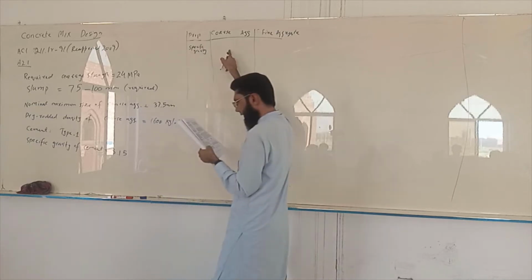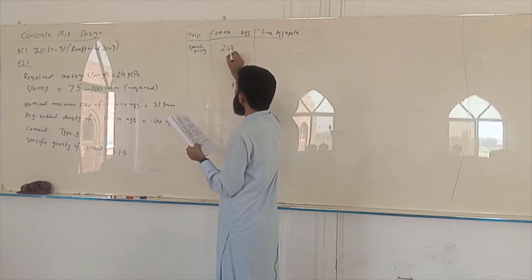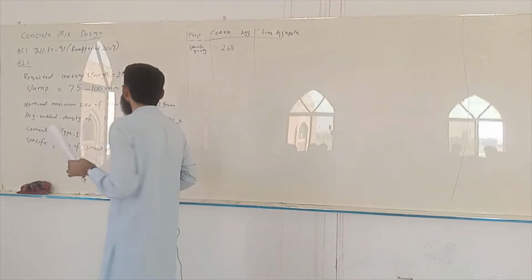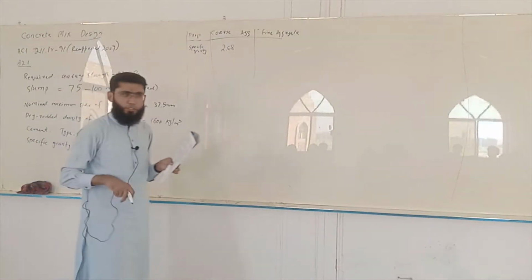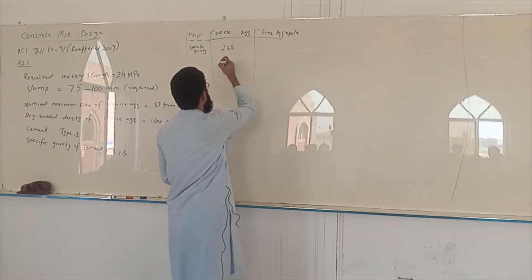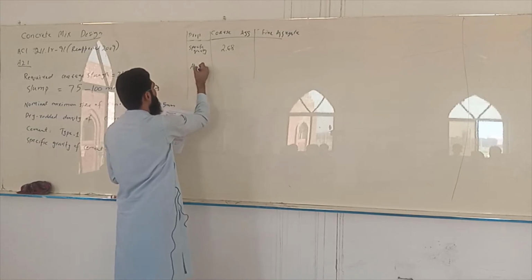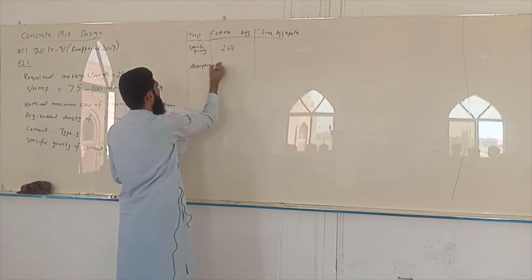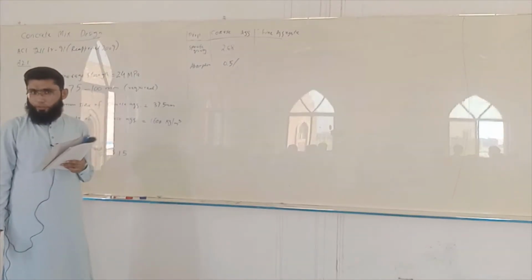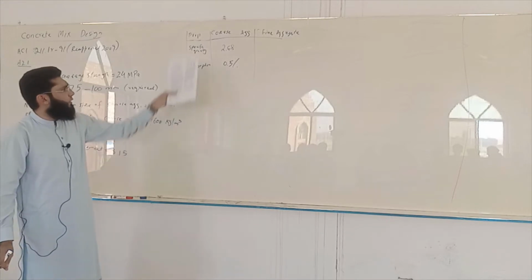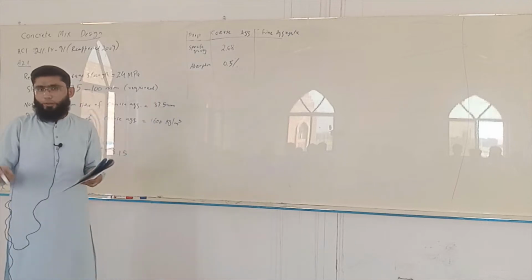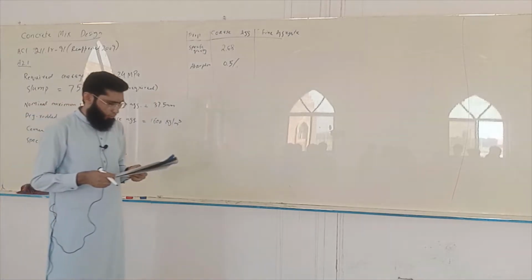Specific gravity of coarse aggregate is 2.68. So if you're given an aggregate sample, you can find out its specific gravity, okay? And its absorption is 0.5%. You can also find the absorption. It's actually the same experiment in which you find the specific gravity and the absorption. So you get these values usually in a single experiment.